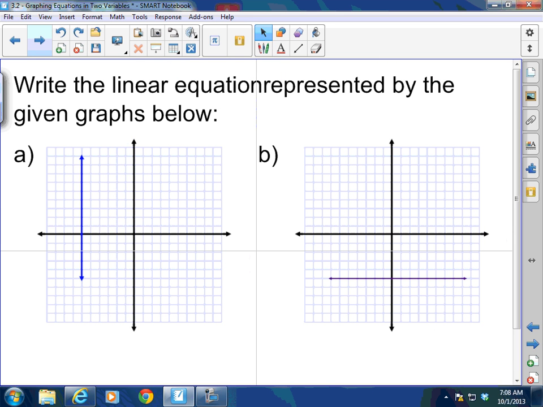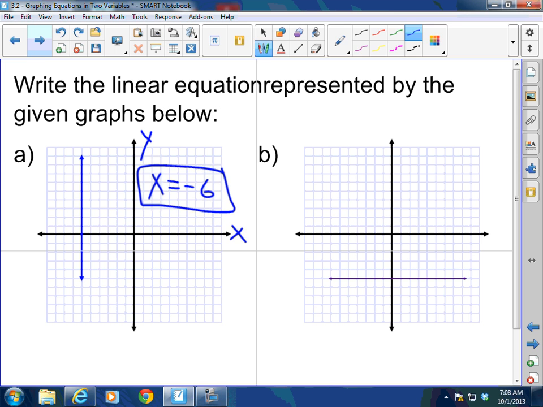Now, what if I give you these two graphs and I say, write a linear equation represented by the graphs below? So for A, I have this vertical line. First of all, here's my x-axis, here's my y-axis. I have this vertical line going through the x-axis and only the x-axis. So this should be x equals, 1, 2, 3, 4, 5, negative 6. That's the equation.